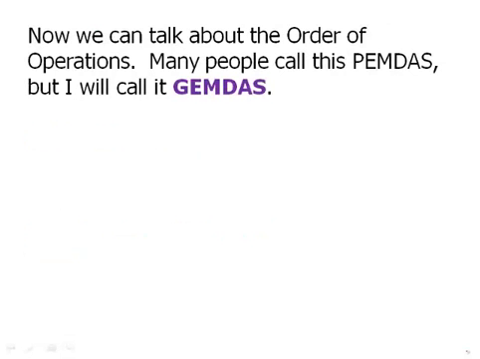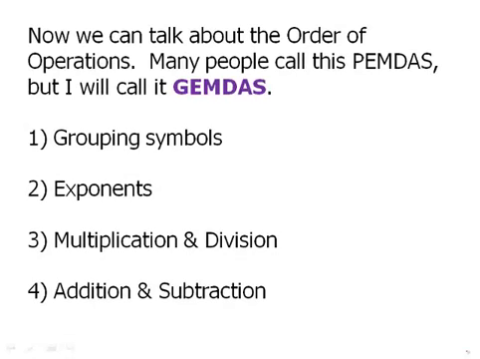Okay, now we can talk about order of operations. Many people call this PEMDAS, but I will call it GEMDAS. Now, why am I calling it this? Because that first rank, that first priority, that's not just parentheses, that's all grouping symbols. All grouping symbols have the same level of priority in the grouping function. So the grouping symbols come first, then exponents, then multiplication and division, then addition and subtraction. Multiplication and division are at the same level, addition and subtraction are at the same level. So these are the 4 priority levels of GEMDAS.